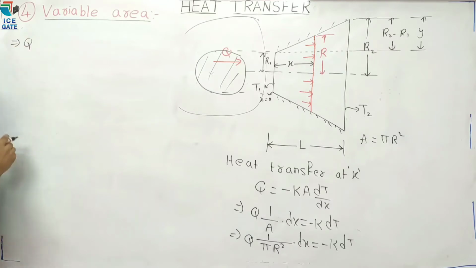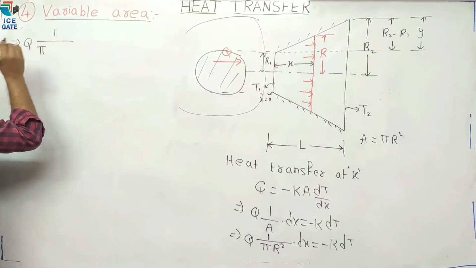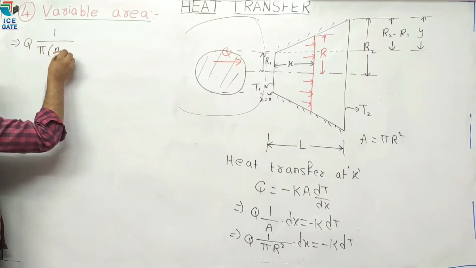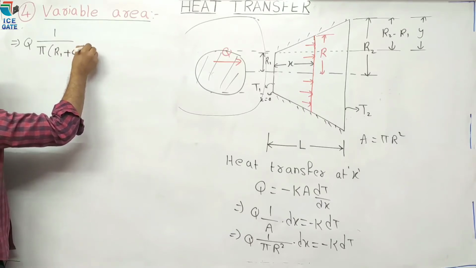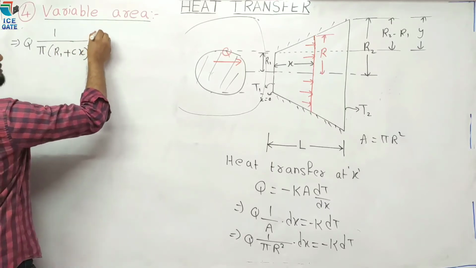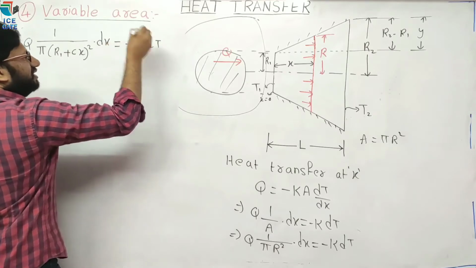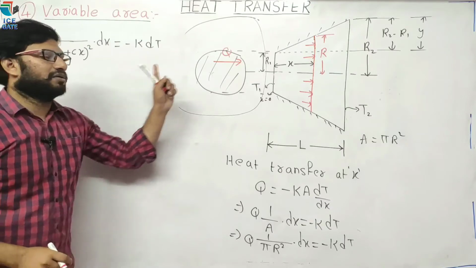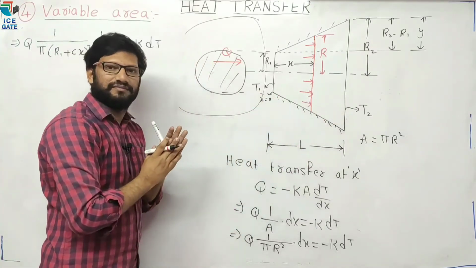Now Q into 1 divided by pi into, now what is r? R1 plus constant x into whole square, pi r square into dx is equal to minus K dt. Now by integrating on both sides, I want the total heat transfer in this body.